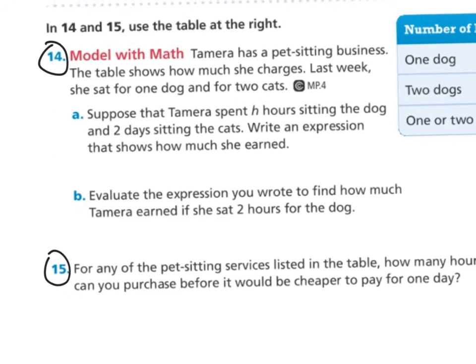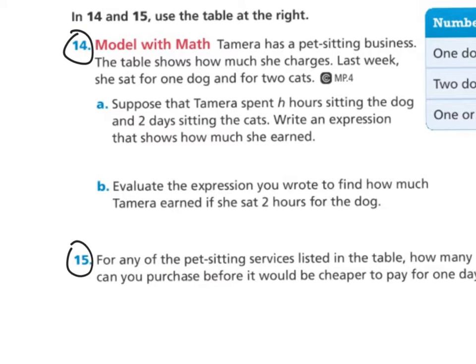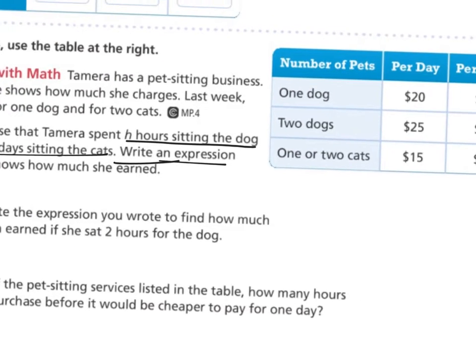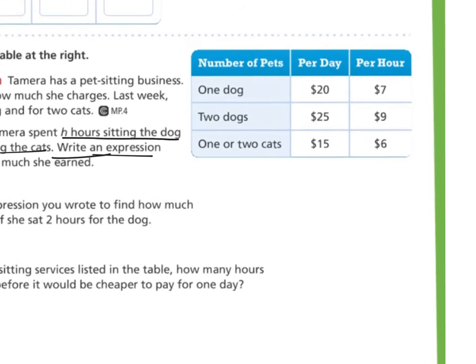Tamara has a pet sitting business. The table shows how much she charges. Last week she sat for 1 dog and 2 cats. Suppose Tamara spent H hours sitting the dog and 2 days sitting the cats. Write an expression that shows how much she earned. So remember, write an expression. We have to write something all on one line of what's happening here. So H hours for the dog and 2 days with the cats. 2 days with the cats is going to be our more definite one.